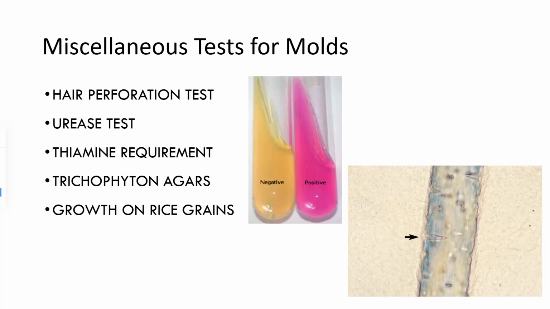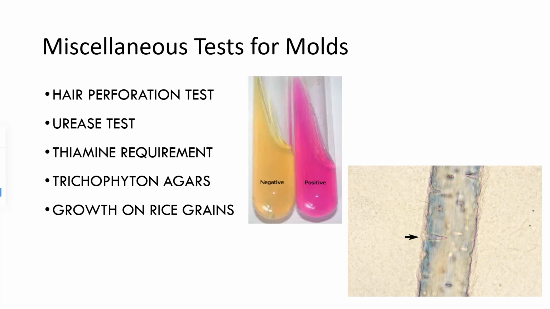Miscellaneous tests for molds, the hair perforation test. So here's a picture of that hair perforation test. Basically, you would take really thin blonde hair, which they get from a variety of sources, and you would take your unknown pathogen and culture it on top of this hair. And certain pathogens have the ability to cause the hair to perforate like this. So if the pathogen grows on the hair and it causes these perforations, we can visualize that after we stain the hair. It comes up pretty obviously, and then we can diagnose the species that way.